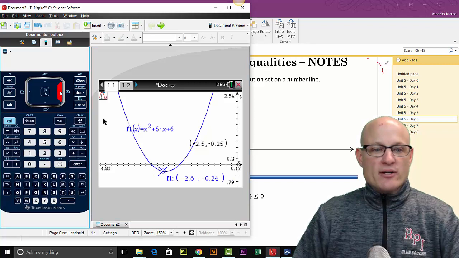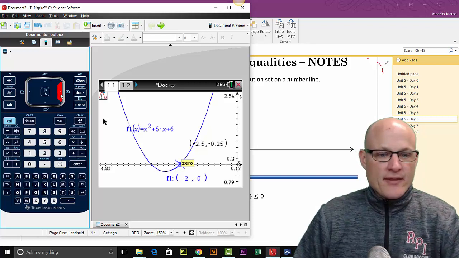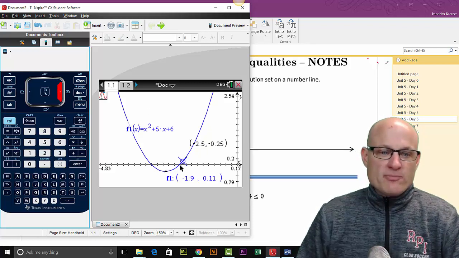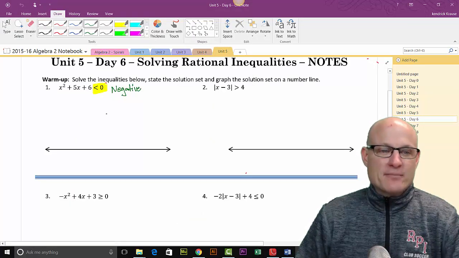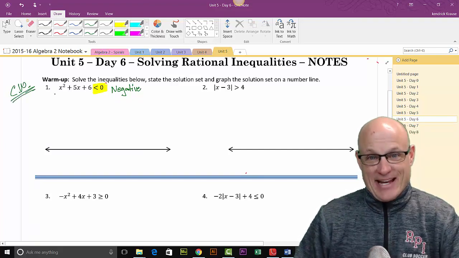And now the y values are all negative, until I get to negative 2, 0. And there's another breaking point. And then as we go to the right, all of a sudden they become positive. So we call these points where it crosses from the bottom to the top critical numbers. Those are the numbers where you want to start testing.